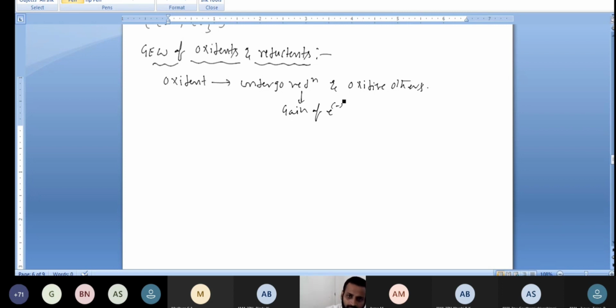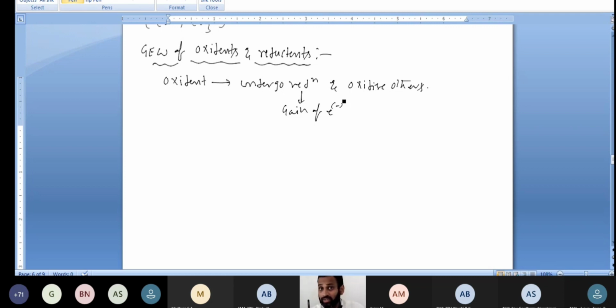Oxidize others means others will oxidize, and the one acting as the oxidizing agent will otherwise undergo reduction. So it is the opposite reaction actually. Oxidant or oxidizing agent undergoes reduction and oxidizes others. X is an oxidizing agent and Y is reacting with X. So X is the oxidizing agent, so X will undergo reduction.